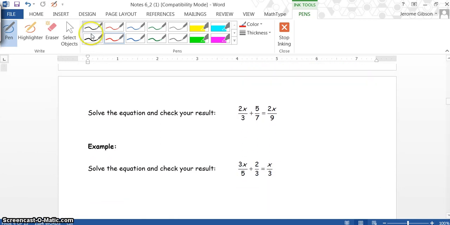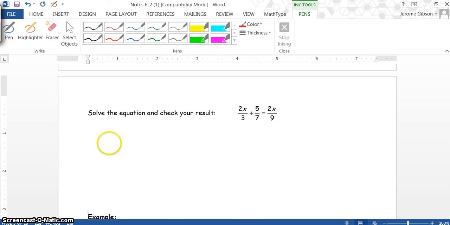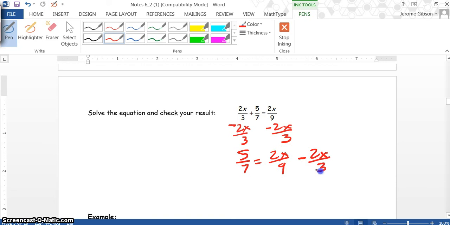Now we come to our next example. Now in this example, we're dealing with a fraction. So let's go through and solve this fraction. It's still the same concept. So now we look here. It says solve the equation and check your answer. We have 2x over 3 plus 5 sevenths equals 2x over 9. Now the first thing we need to do, let's move all the x's on one side. So let's subtract 2x over 3 on both sides. So we have 5 sevenths is equal to 2x over 9 minus 2x over 3.